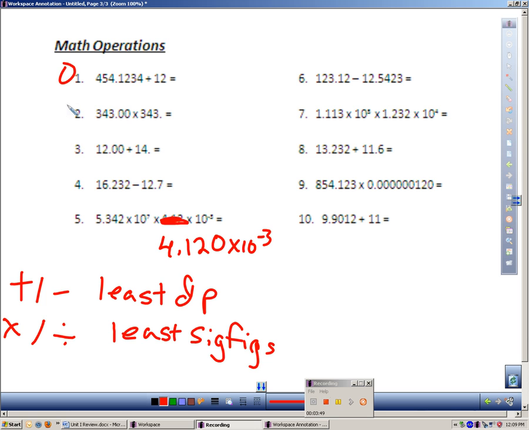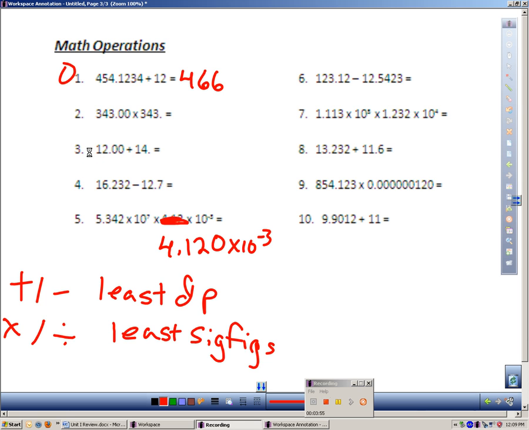None. No decimal places. All it is 454 plus 12 gives me 466, and I'm done. I don't round sig figs. I only round decimal places on addition and subtraction. What about number 2? Is it least number of decimal places? Least sig figs. Sig figs, okay? We'll come back to that later. I want to focus on addition and subtraction.